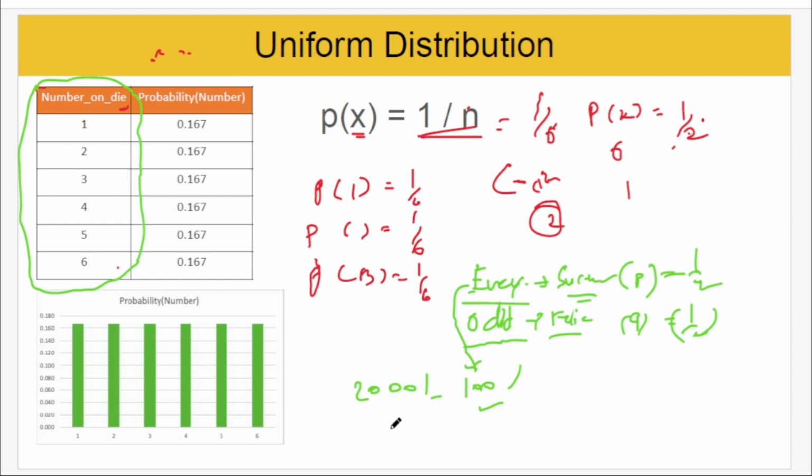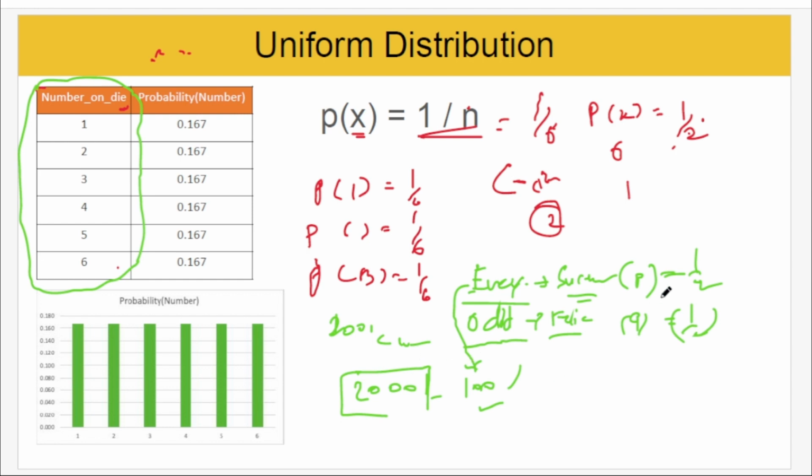Now I changed my distribution to the binomial distribution, because with the uniform distribution I'm not able to calculate this. I need to use some formulas like 2000 choose 100, and then calculate. Very complicated. But now I have modeled this as a binomial distribution, and it becomes very, very simple.